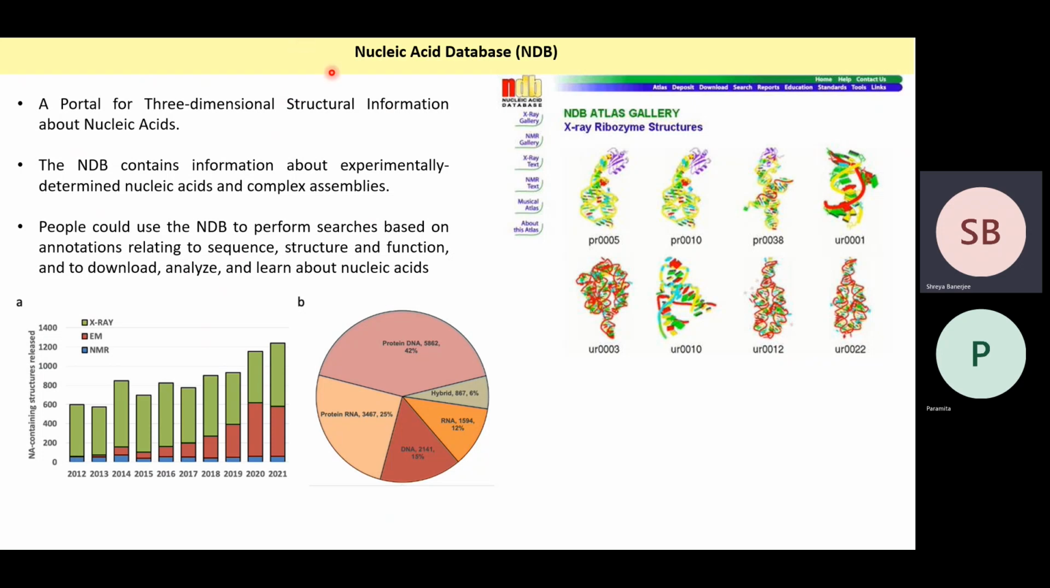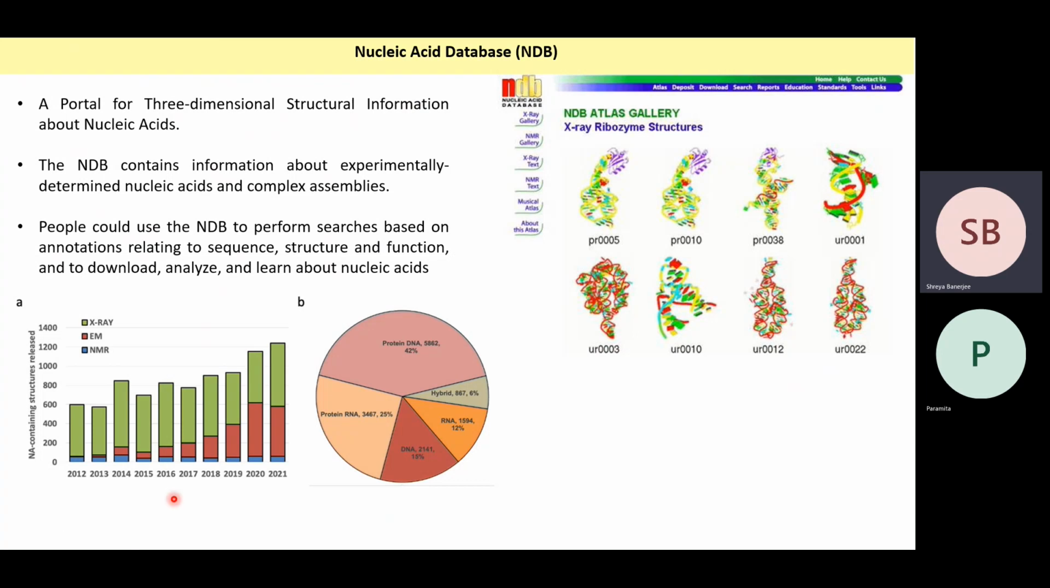Another database is the Nucleic Acid Database, or NDB, and it is a portal for three-dimensional structural information about nucleic acids. It contains information about experimentally determined nucleic acids and complex assemblies. People generally use it to perform searches based on annotations relating to sequence, structure, and function, and to download, analyze, and learn about nucleic acids.